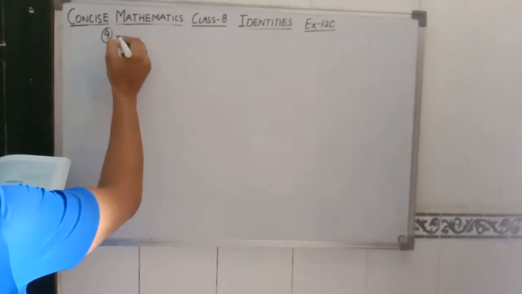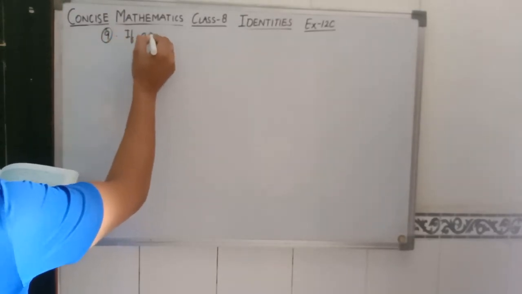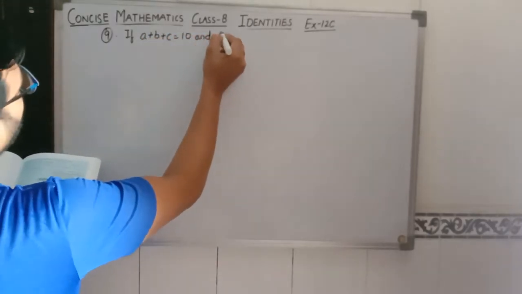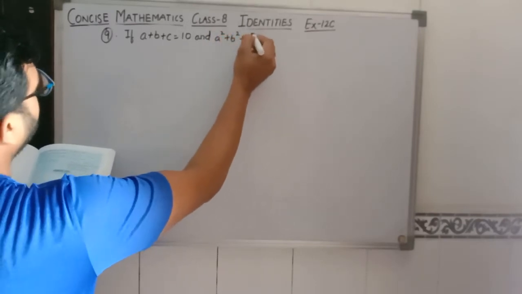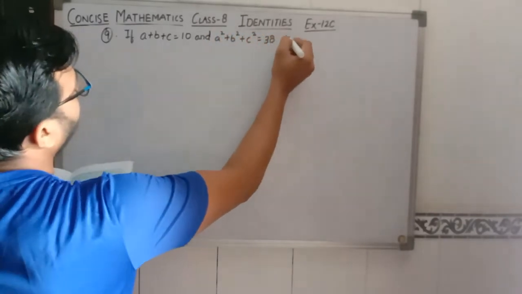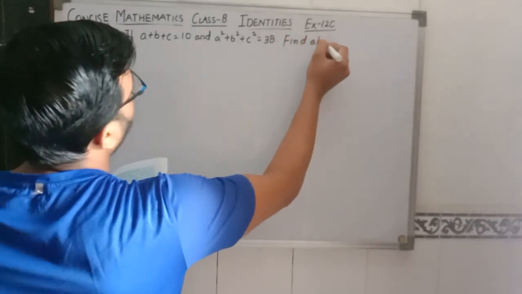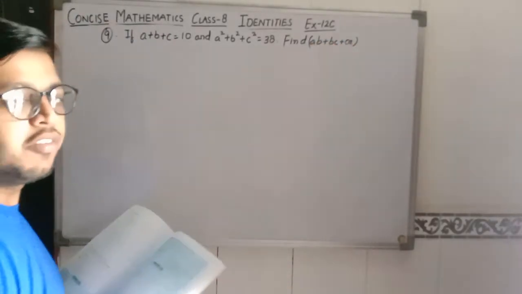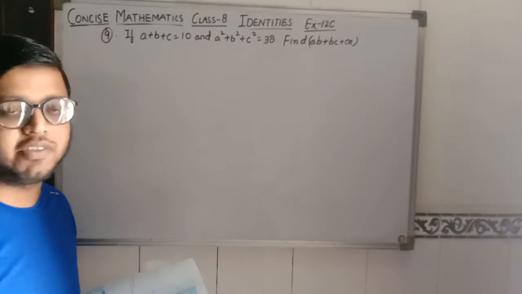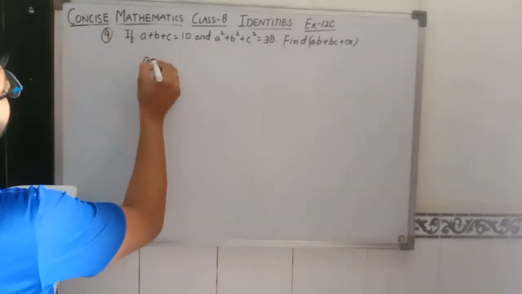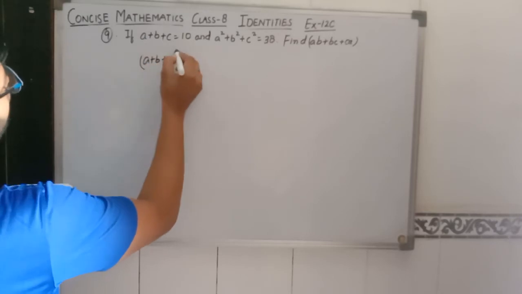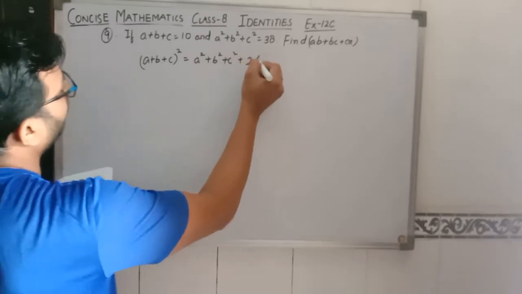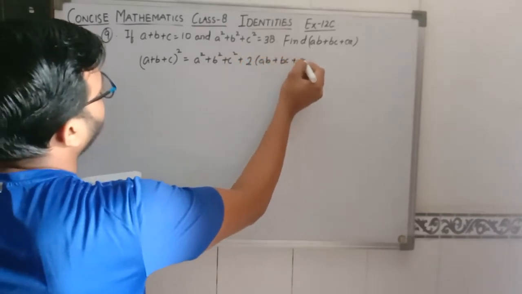Now the terms are given. If a plus b plus c is equal to 10 and a square plus b square plus c square is equal to 38, we have to find ab plus bc plus ca. Again, if you observe the question, very soon you will find which identity can be applied here. We have to apply this identity: a plus b plus c to the whole square is equal to a square plus b square plus c square plus 2 times ab plus bc plus ca.